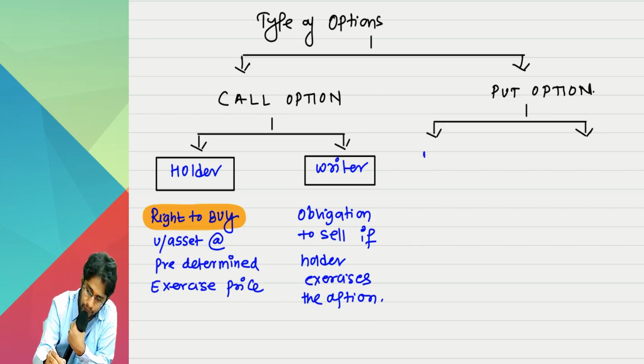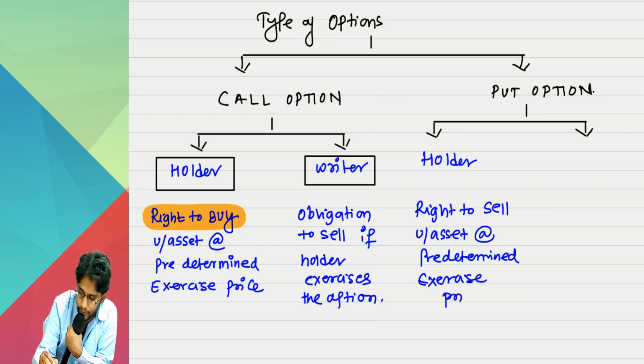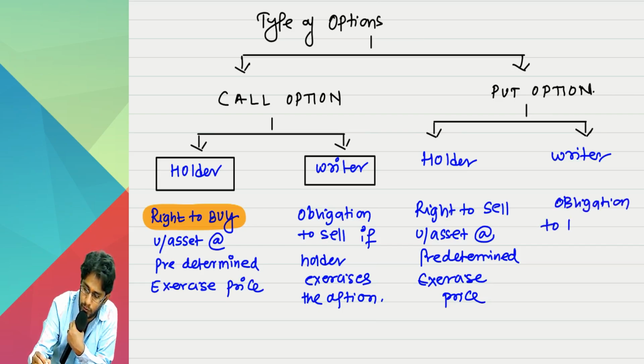Put option holder also will have a right only, but this time it is the right to sell the underlying asset in future at a predetermined exercise price. So the writer of the put option will have an obligation to buy the underlying asset if the holder exercises the put.